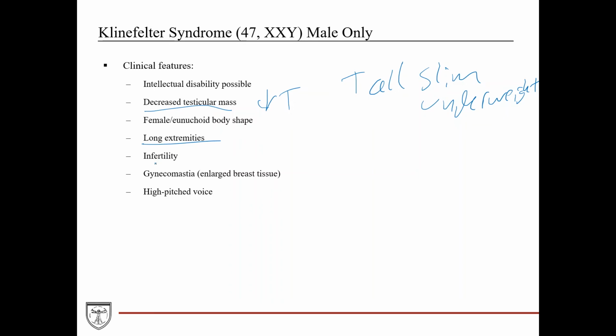They're also infertile because of decreased testicular development. The testicles are the site of spermatogenesis, where sperm is produced. And as a result of this decreased testicular mass and decreased testicular development, they are often infertile. They'll have gynecomastia, which is a result of high estrogen and low testosterone, and so enlarged breast tissue. And then they'll also have a high-pitched voice, which is a result of low testosterone as well.